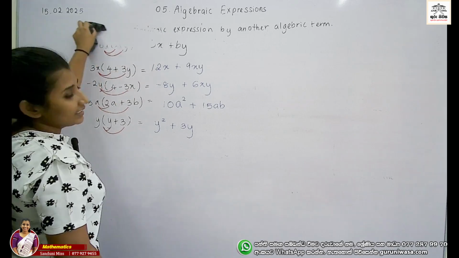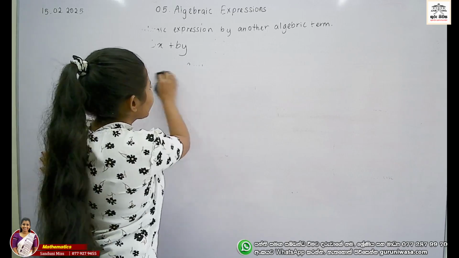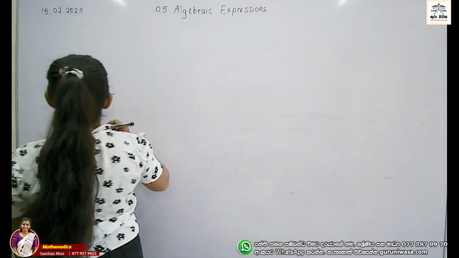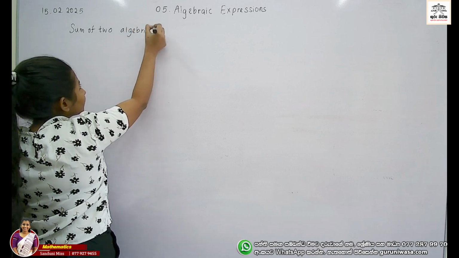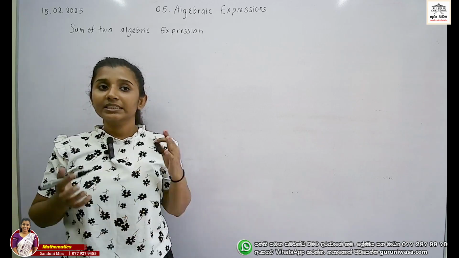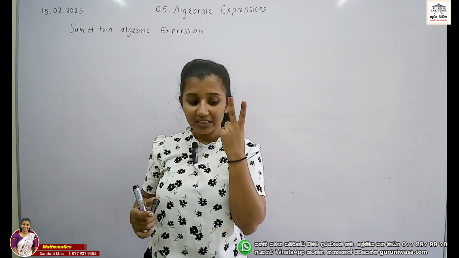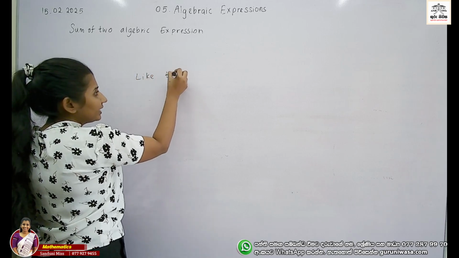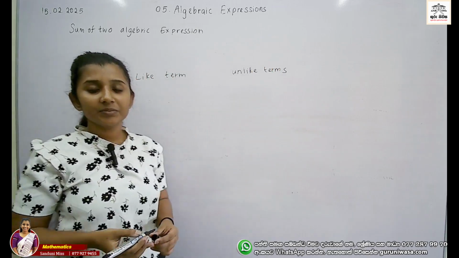Okay, right. Then write sum of two algebraic expressions. Now we did multiplication. Now we are going to do addition. Sum of two algebraic expressions. Before we study about sum or the addition, we know about like terms and unlike terms. What are like terms and what are unlike terms?